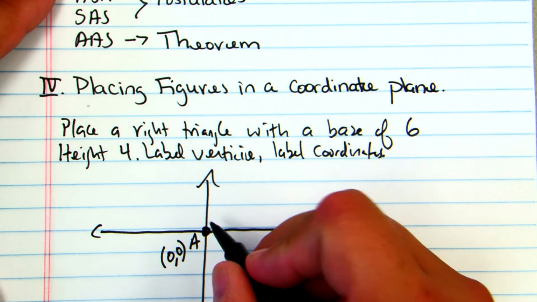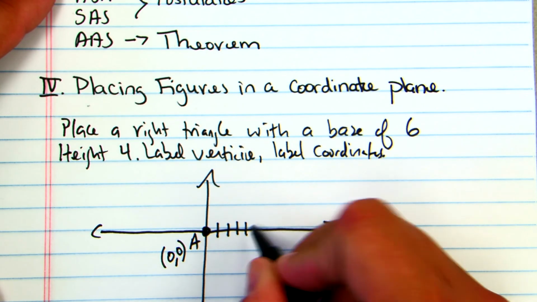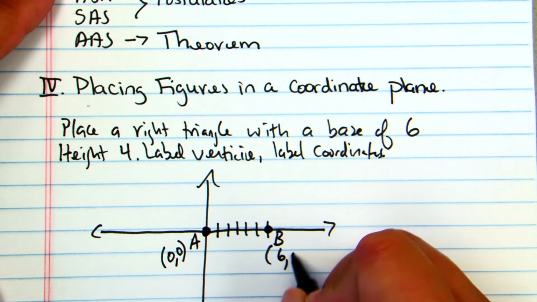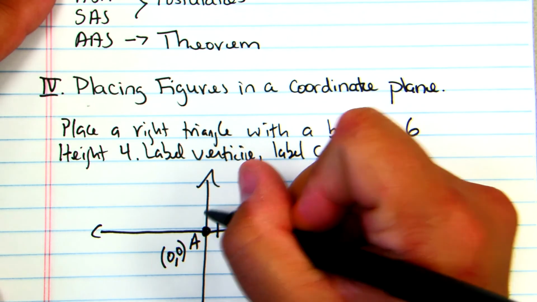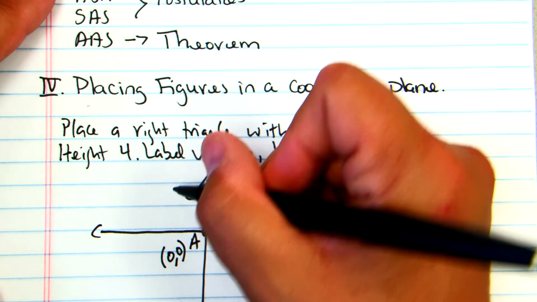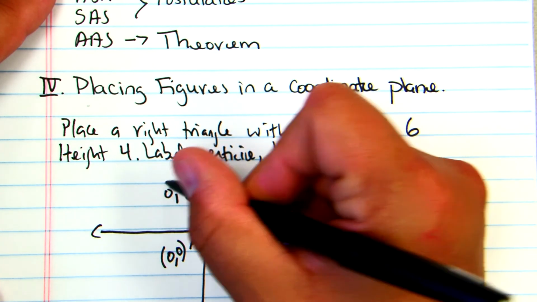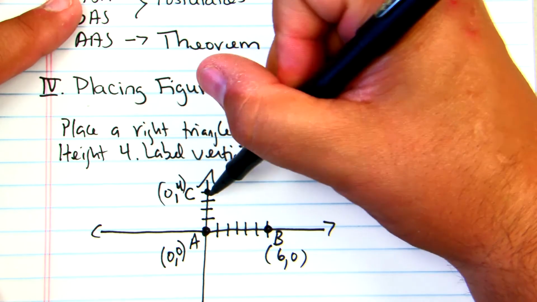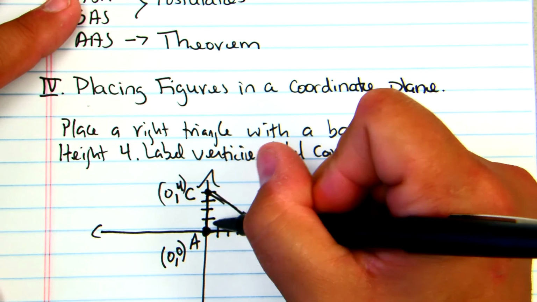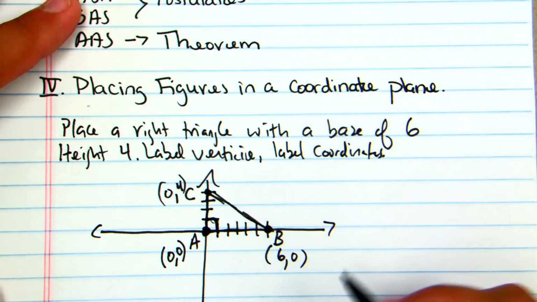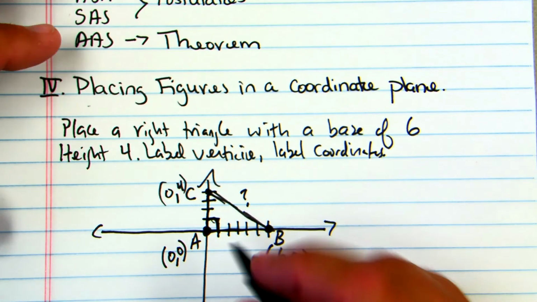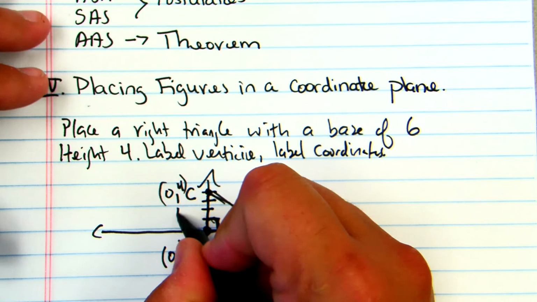Alright, the base would be 6, and I'm going to go 1, 2, 3, 4, 5, 6. We'll call that point B, and that coordinate would be 6, 0. Then I'm going to go up 4 here because the height is 4, so 1, 2, 3, and 4. Call that point C. That is at 0, 4. So there's my 3 points. Connect this, and here is my triangle, and it's a right triangle, so we have a right angle right there. On this, if I wanted to know what the length of the hypotenuse was, I know this side is 6 and this side is 4.